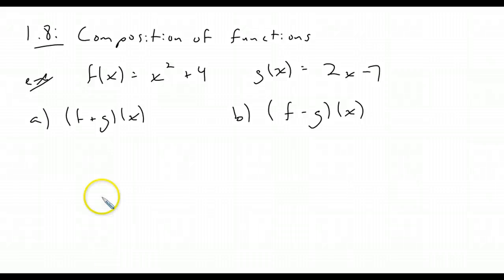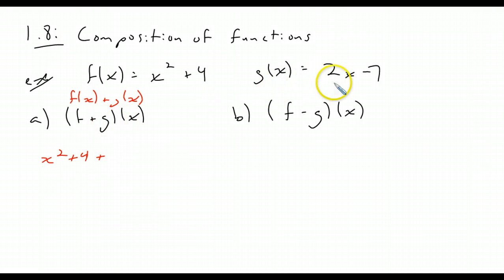Now let's look at some examples. Consider these first two. I have the function f of x equals x squared plus 4 and g of x equals 2x minus 7. In this one I have f plus g of x. Don't forget that all this is f of x plus g of x. So what I can do is I can have the function f of x, which is x squared plus 4, so I have x squared plus 4 plus whatever g of x is. Well, g of x is 2x minus 7, so plus 2x minus 7.